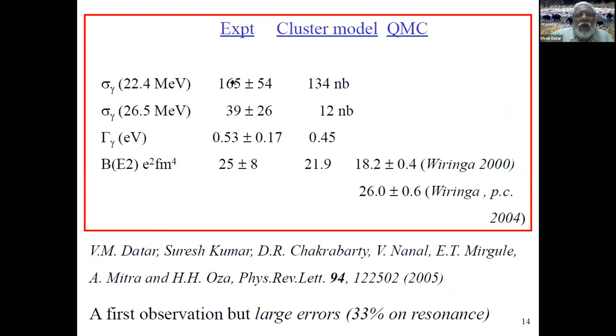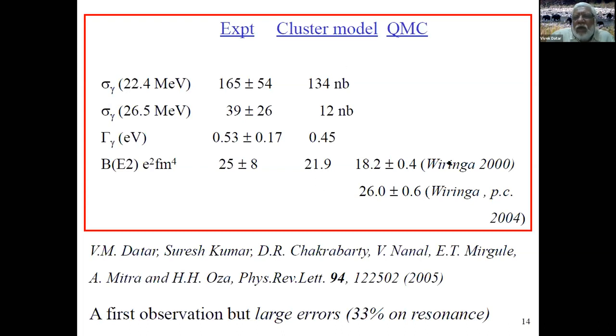The experimental cross section measured on the peak on resonance was about 165 nanobarns. Off resonance, about 40 nanobarns. And the cluster model gave these estimates. So assuming a Breit-Wigner resonance shape for this resonance, you could extract the partial gamma ray width of about half an electron volt, and the cluster model gave about 0.45. You calculate the BE2 as about 25 e squared fm^4, where the cluster model gave about 22.